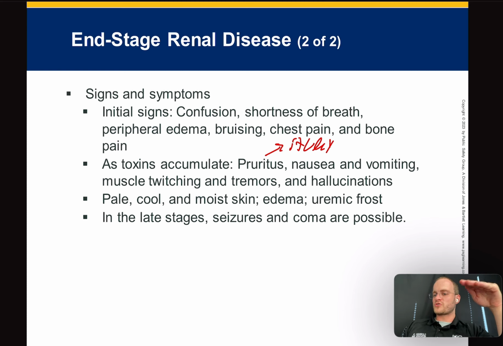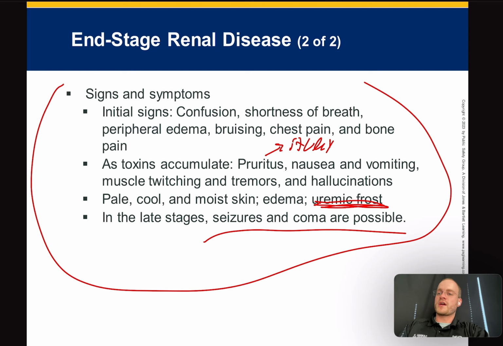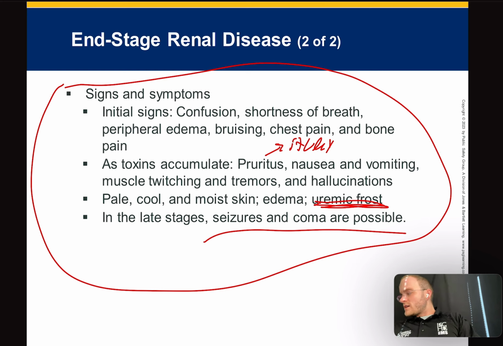Nausea and vomiting, muscle twitching, tremors, hallucination, right? But their skin can become pale, cool, and moist, with edema. You remember that word uremic frost, right? This is as the urea will crystallize on the skin, and it creates this frosty appearance. But in the late stages, they'll get coma and death, right? So, we can get called for these things, right? So how does this present? You know, a 55-year-old type 1 diabetic who missed the last two diabetic appointments and now she's unconscious and seizing, right? Of course, they have end stage renal disease and they're not taking care of business, so they're going to be in bad shape.